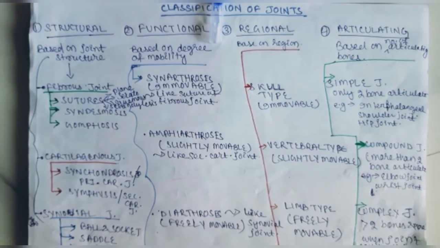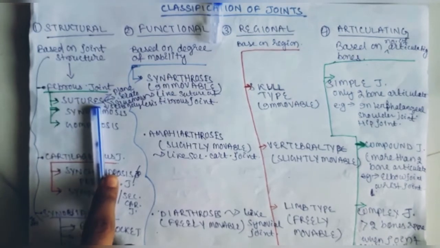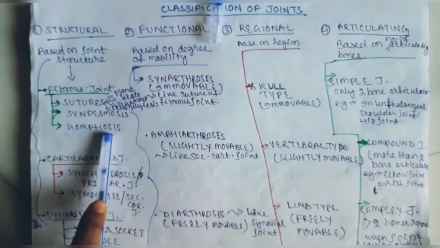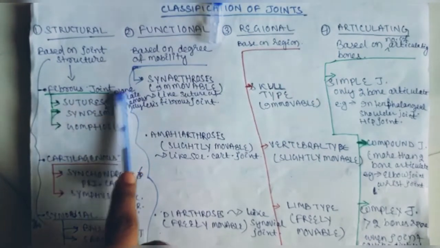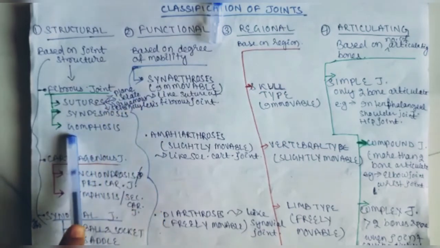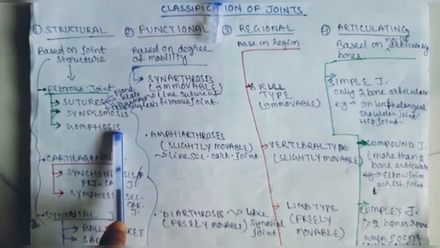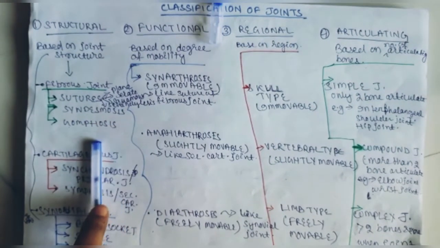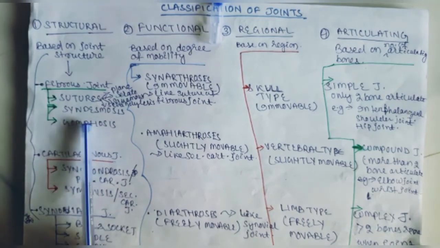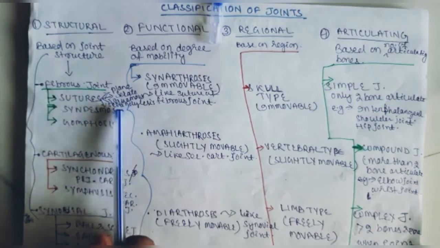Now, under fibrous joint, there are three joints: suture, syndesmosis, and gomphosis. Suture is again of four types: plane, serrate, squamous, and schindylesis. Gomphosis is where the teeth are attached to the jaw bones. As you all know, the teeth are not movable, and it is all under the fibrous joint. Suture contains four types, as I told: plane, serrate, squamous, and schindylesis.